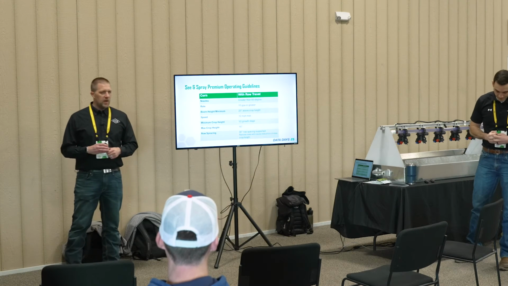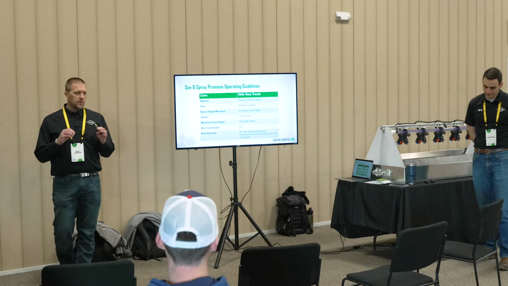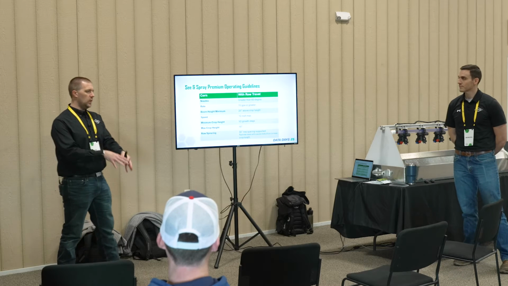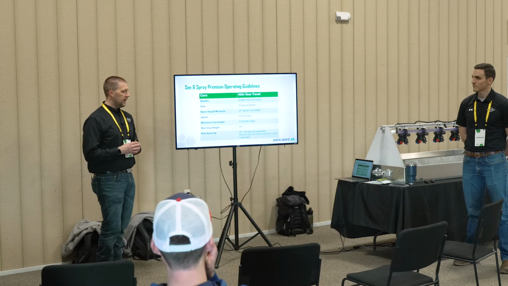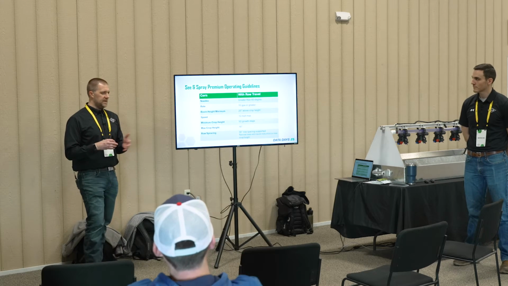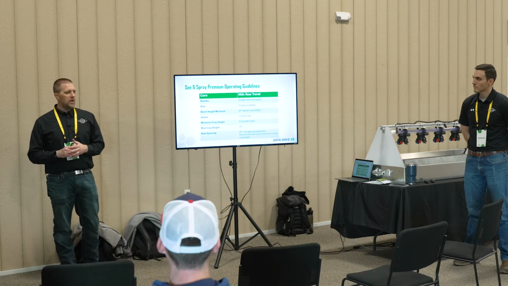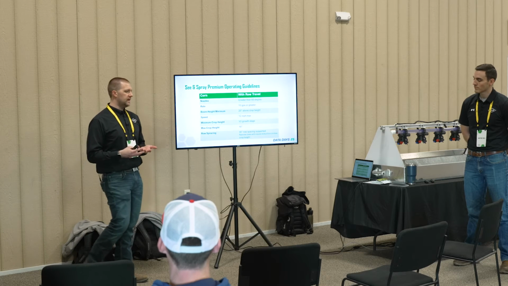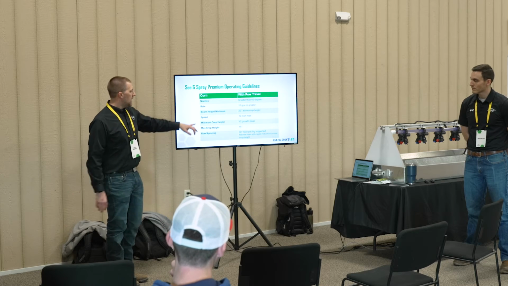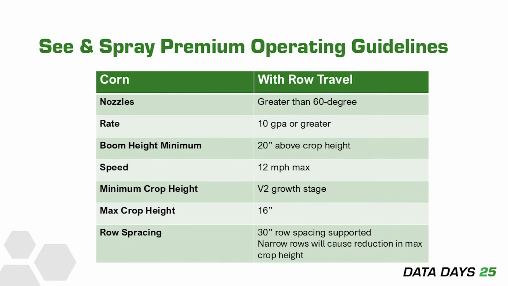So when we talk about See Spray, the one thing to keep in mind, because we're using camera systems to detect weeds while we're moving through the field, we need to make sure that those cameras have as consistent as possible of a view. So there are some operating parameters for the system to operate as accurately as possible. A couple of those, we'll talk about some nozzle compatibility in a second. We do need to have a recommended rate of 10 gallons per acre or greater. That is different than your typical broadcast, right?